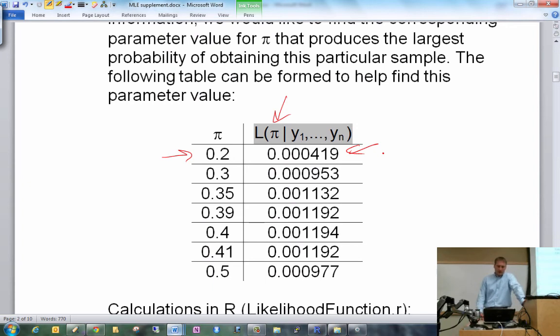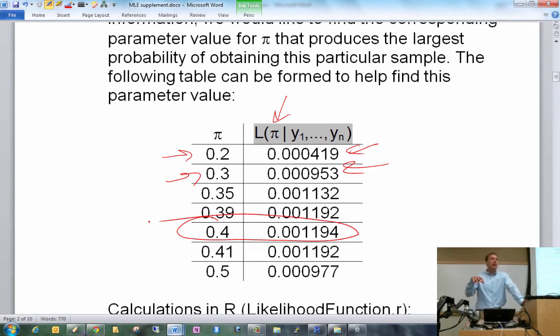0.000419. Now I plug in pi equal 0.3. Notice now my likelihood function has increased. It keeps on increasing, in this case all the way up to pi equal 0.4, and then once you go past pi equal 0.4, it starts going down. So the value of pi that maximizes my likelihood function is 0.4. That is called the maximum likelihood estimate.